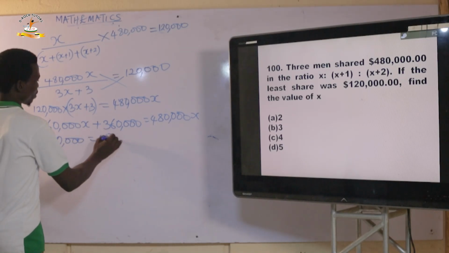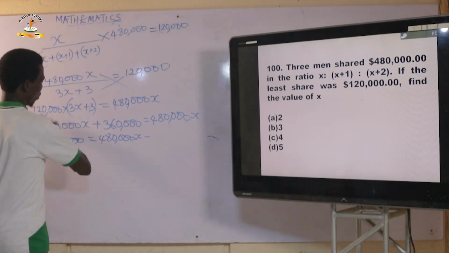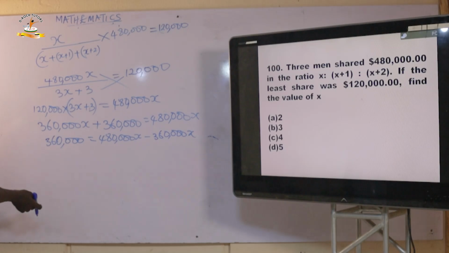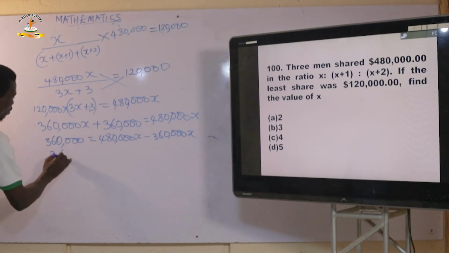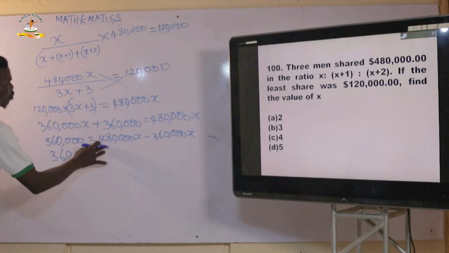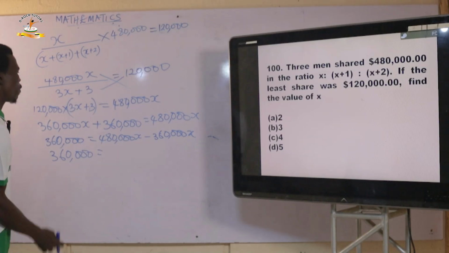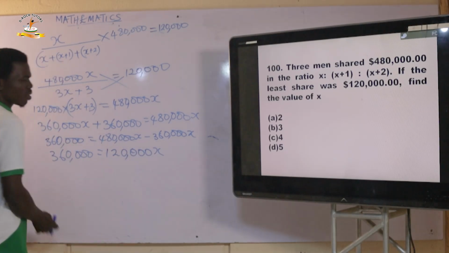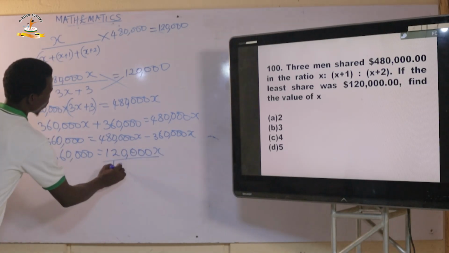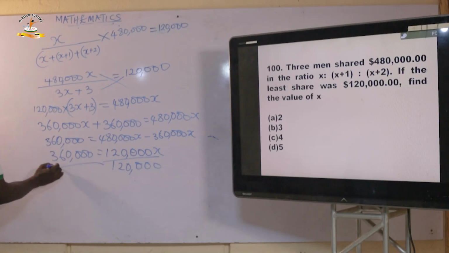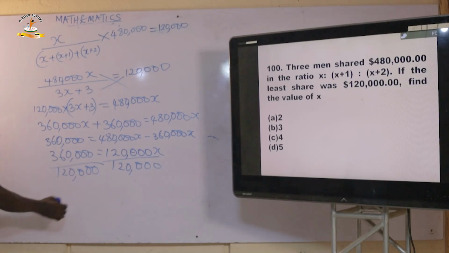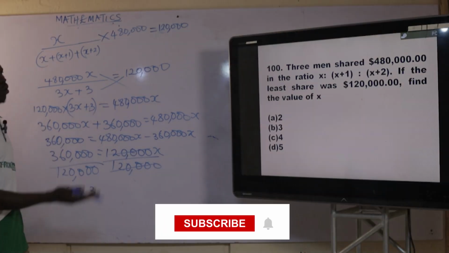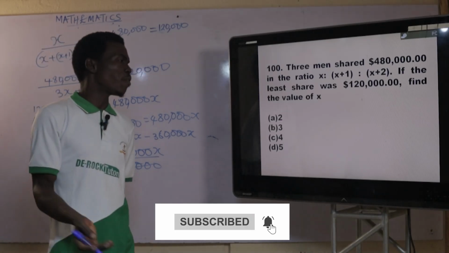360,000 equals 480,000 x minus 360,000 x. And if you do this, what are we going to be left with? We say 360,000 equals, if you subtract 360,000 from 480,000, you have 120,000 x. And to get x, we simply divide both sides by 120,000. So we are left with x equals 3. So the correct option there is option B for question 100.